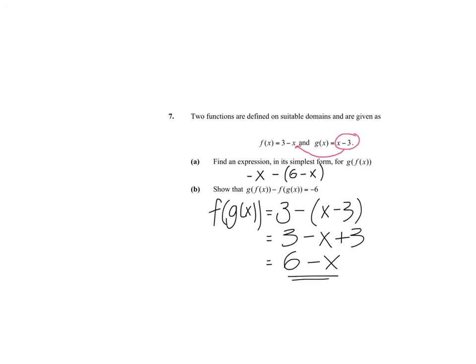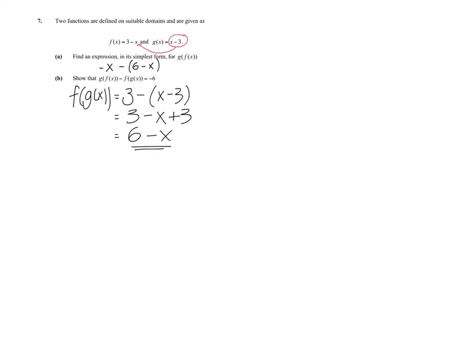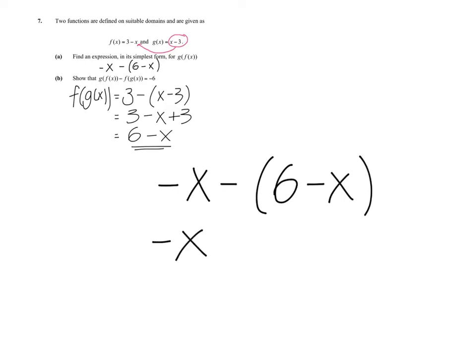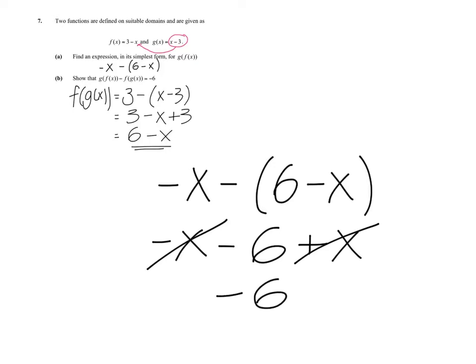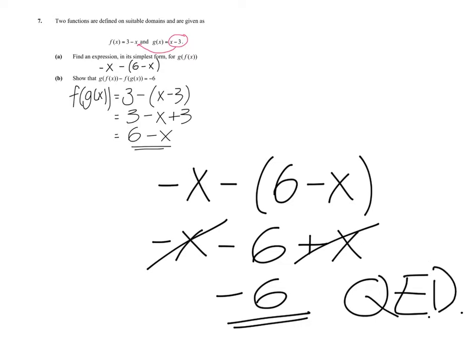So we'll give ourselves a bit of space to do some working with that. So we have minus x, take away 6 minus x. So that's minus x minus 6, and then the two minus signs make a plus sign. So the minus x and the plus x cancel out, leaving us with negative 6. So we have shown that the left hand side equals the right hand side, so that means we have proved what we set out to.